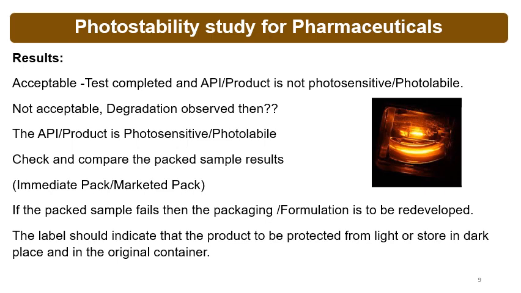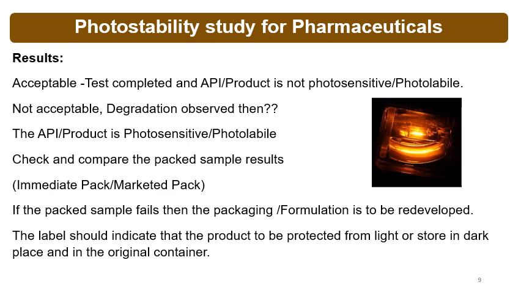That time you should change the packaging system, like use amber colored blister or bottles, or the formulation changes can be done. The label should indicate that the product should be protected from light or stored in the dark place and in the original container.